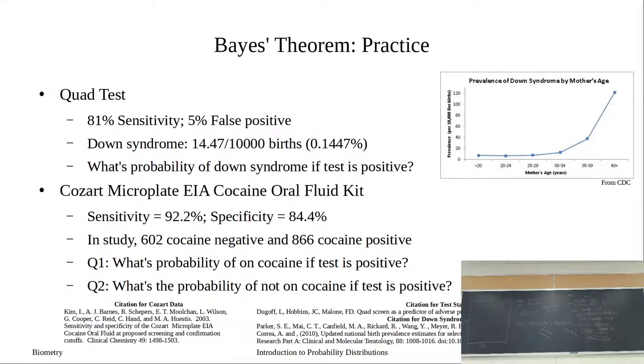The kit was being marketed for police to carry in their car. So if they think you're driving under the influence, but you test out at zero for blood alcohol, maybe you're under the influence of cocaine. It was an oral swab. It's 92.2% sensitive, 84.4% specific. In the study reporting these numbers, checking their ability, they had 602 cocaine negative and 866 cocaine positive. So this is also two questions. It kind of gives you practice.